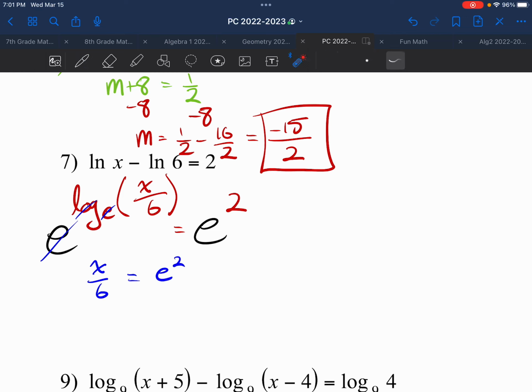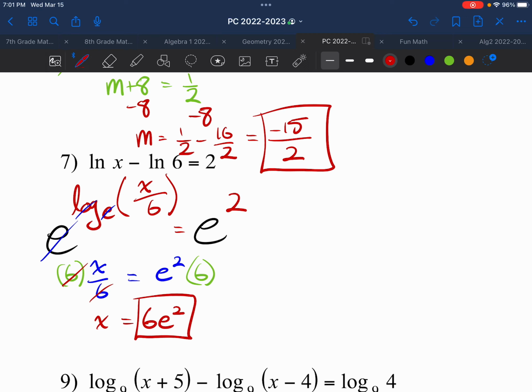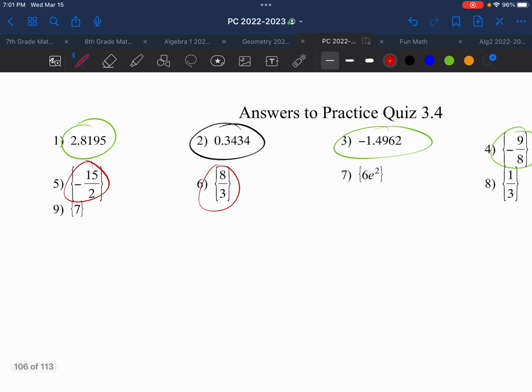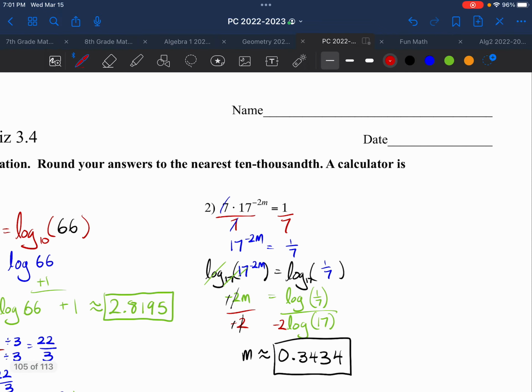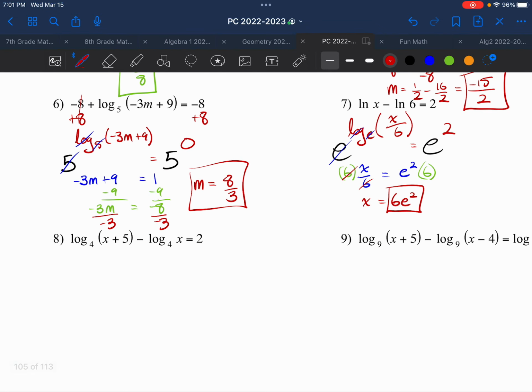Right now I need to get x by itself. The way that I do that is undo division by 6, which means we multiply this side by 6 and multiply this side by 6. When we do that, we're going to go ahead and cross, cross, leaving me with an x on the left-hand side and a 6e squared on the right-hand side. 6e squared for number 7. All right. 2 more problems and we're out of here.